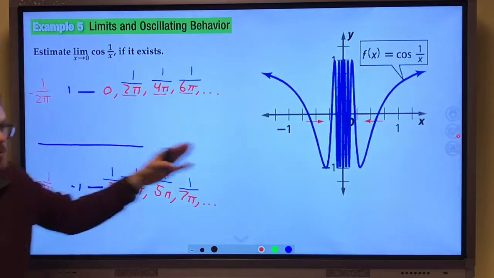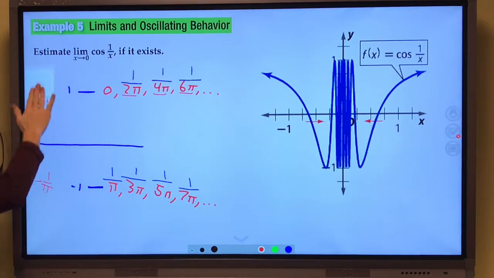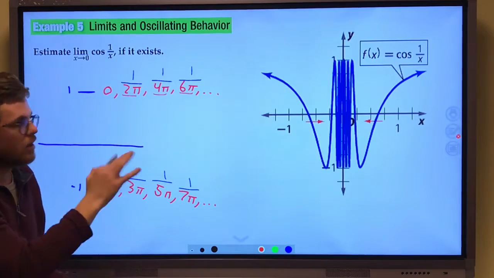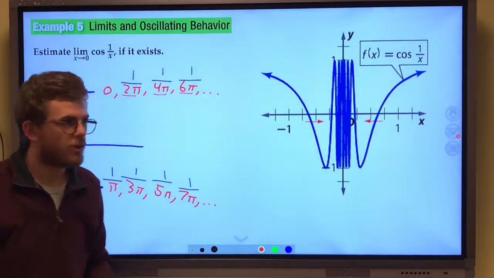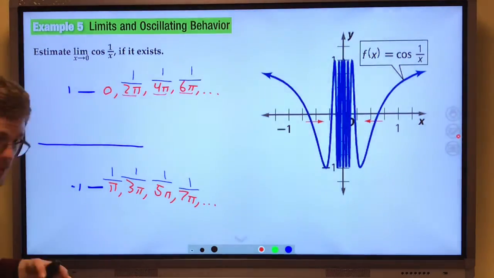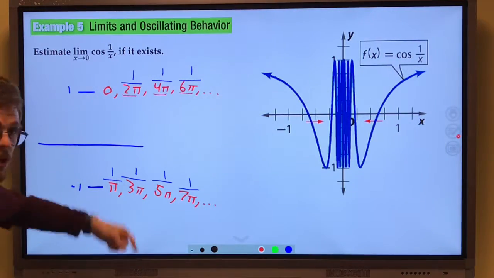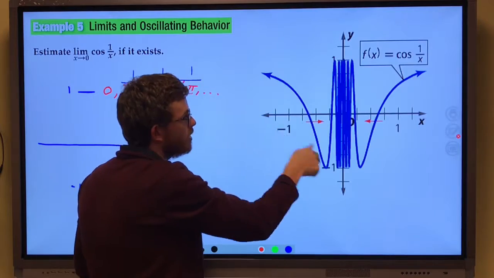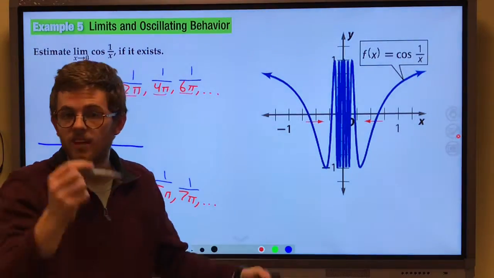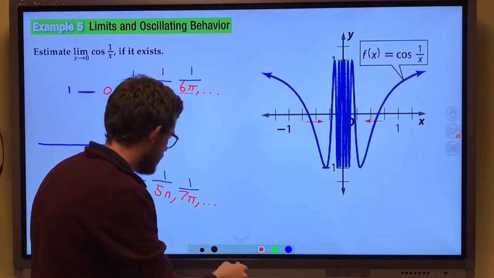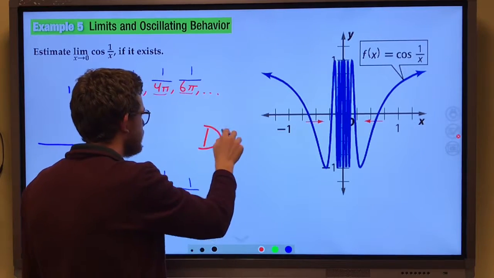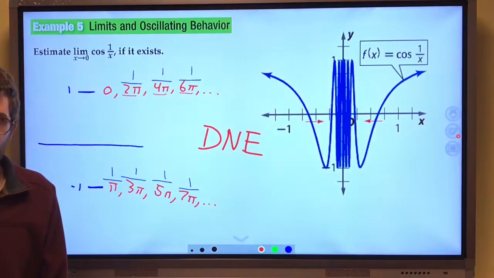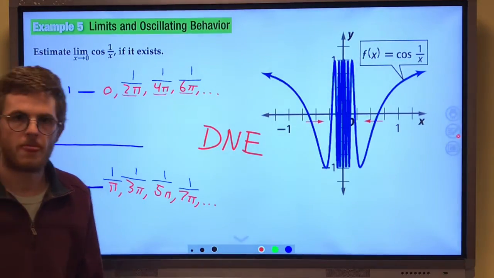Of course, the same thing is happening in the negative direction because cosine is an even function. It's going to be symmetric across the y-axis. So this is not approaching any value. As we come in from the right side or the left side, it's not approaching anything. It is oscillating between these values. And so for that reason, we say the limit does not exist. Crazy one.